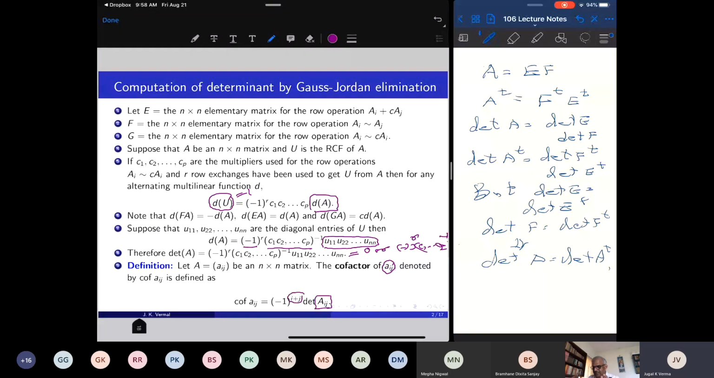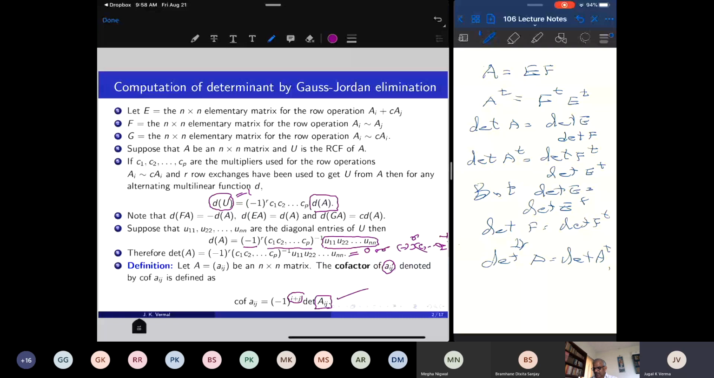So imagine there is an entry aij in your n by n matrix. Look at that entry aij, and its cofactor is a number. The cofactor of any entry is a number. That number is -1 to the power i plus j times the determinant of the submatrix obtained by removing the ith row and jth column, and that matrix we denote by Aij. So the cofactor of aij is -1 to the power i plus j times the determinant of Aij. Every entry has a cofactor.